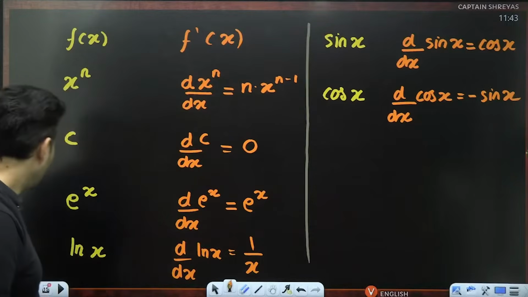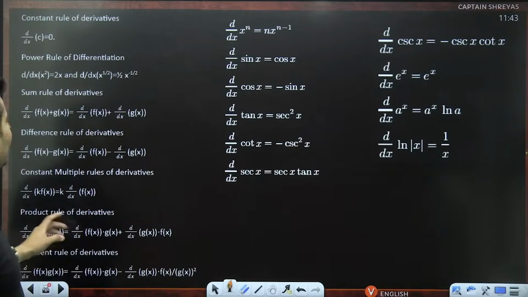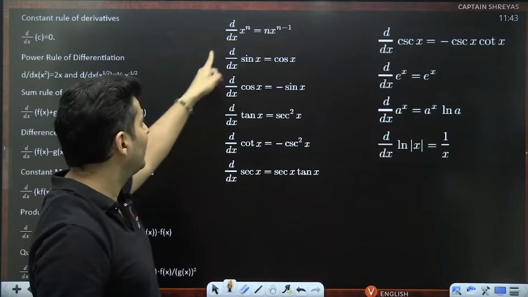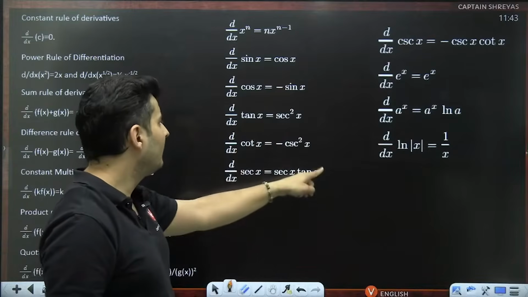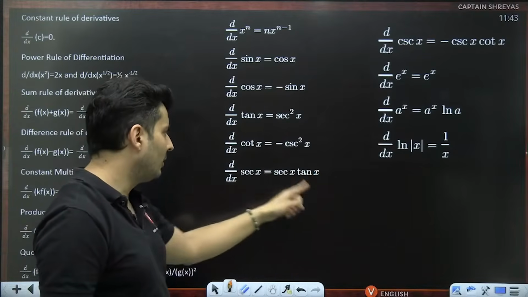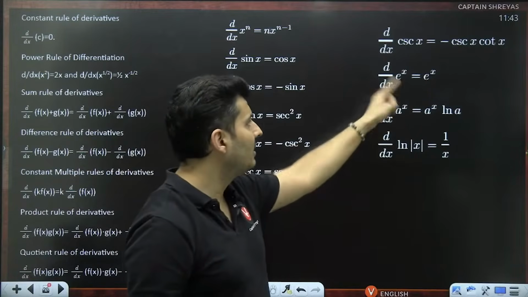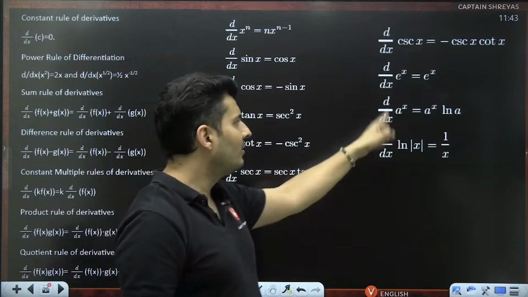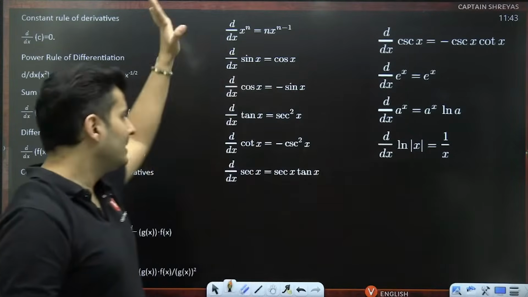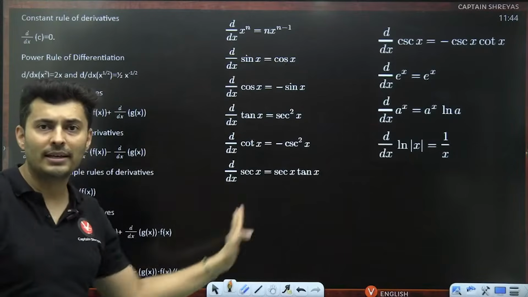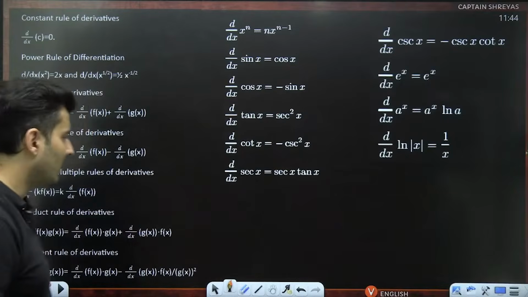Let's understand it. In fact, there are many formulas. See, derivative of x raised to n, derivative of sine x, derivative of cos is minus sine, derivative of tan is sec square, derivative of cot is minus cosec square, derivative of sec x is sec x tan x, derivative of cosec x is minus cosec x cot x, derivative of e raised to x is e raised to x, derivative of a raised to x is a raised to x log a, derivative of log x is 1 by x. These are the formulas which you need to know for NEET physics. Don't worry about this right now. This is the most important formula list.